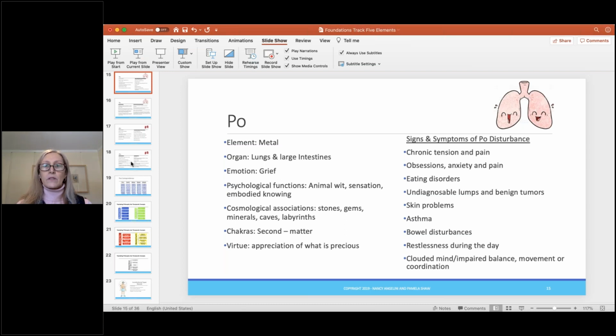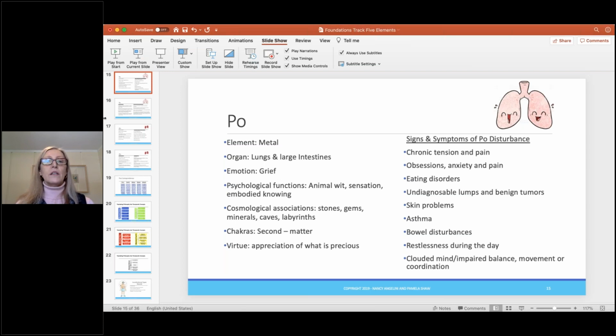Signs of Po disturbances: chronic tension and pain, almost untreatable tension and pain, obsessions, anxiety, and more pain. Some eating disorders, usually anorexia with Po, undiagnosable lumps and benign tumors, skin problems like acne, psoriasis and eczema, asthma, bowel disturbances, restlessness during the day, clouded mind, impaired balance and movement or coordination, so the loss of that.